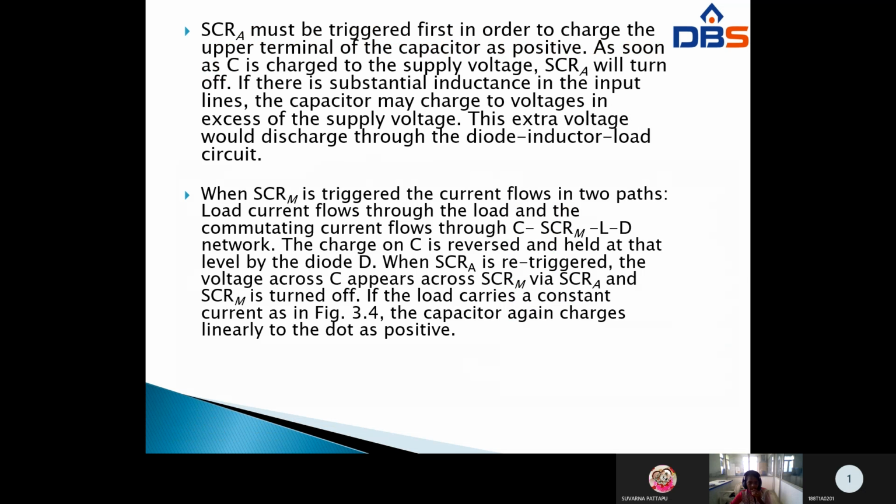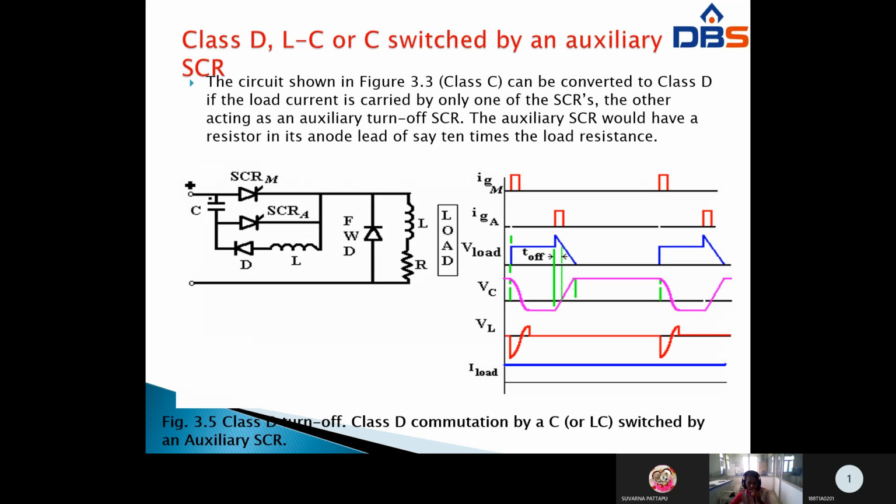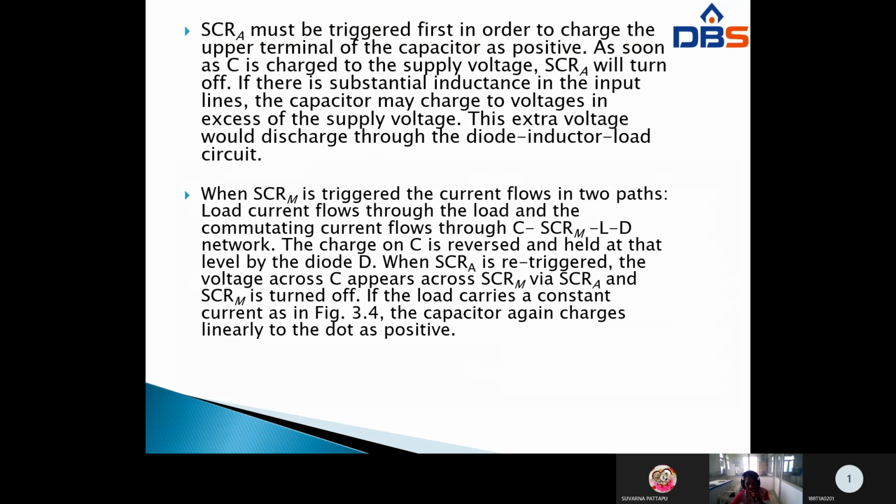One flows through the load side, and the other flows through the capacitor, auxiliary SCR, inductor and diode. So whenever the main SCR is triggered, the current flows through two paths. This is class D commutation.